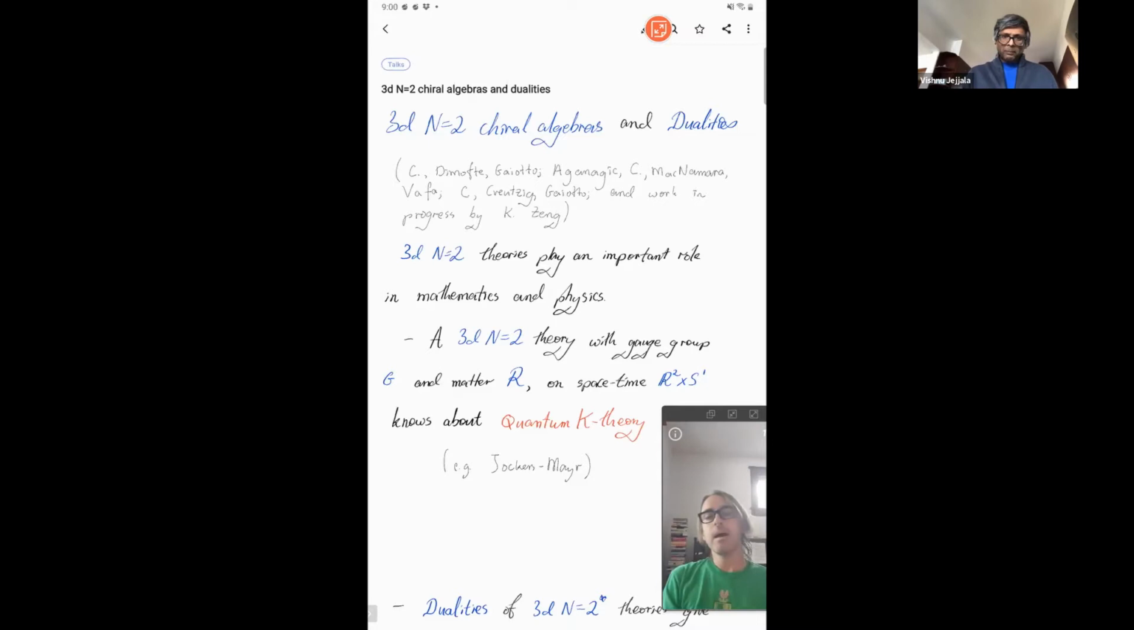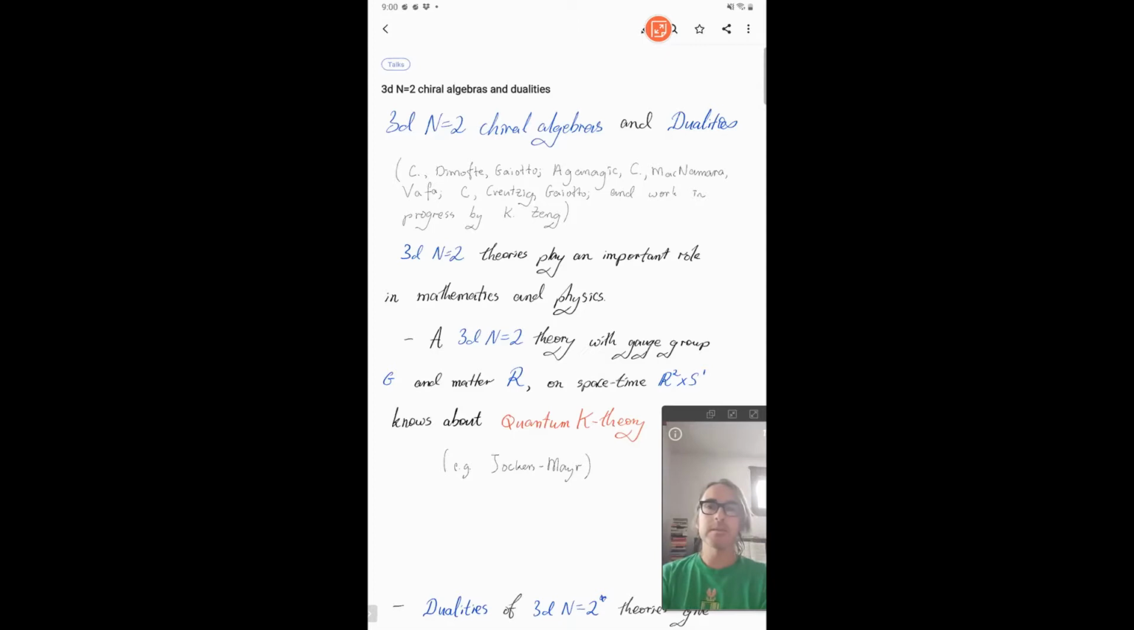So I'm going to talk about some work I've been doing the past couple of years. It started with one paper we wrote with Mina, Jake McNamara, and Cameron. And more recently, we have a recent paper with Tudor and Davide, and I have some other earlier work with Davide and Thomas Kreuzig. It's about chiral algebras related to 3D n equals 2 theories, and also a little bit about 3D n equals 4 theories as well.